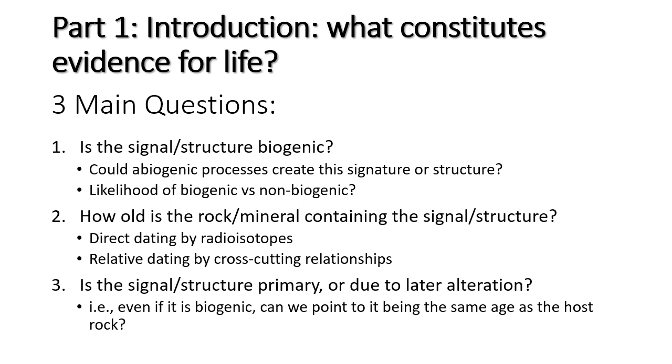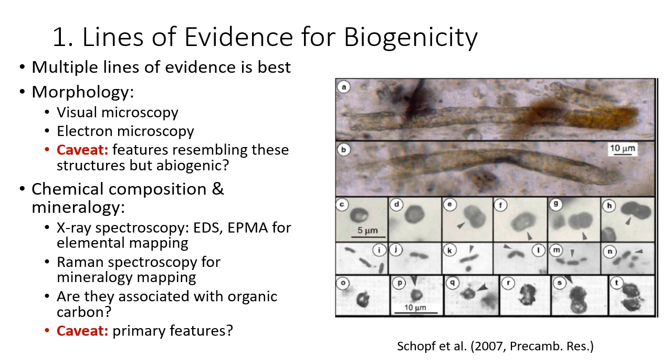Second, and potentially not as widely appreciated outside of geology: how old is the rock or mineral containing our biosignature or biological structure, and how well can it actually be dated? Third, if we can establish that this signal is biogenic and it is in a very ancient rock, is it actually primary and native to the rock in which it is found, or could it potentially be ascribed to later alteration?